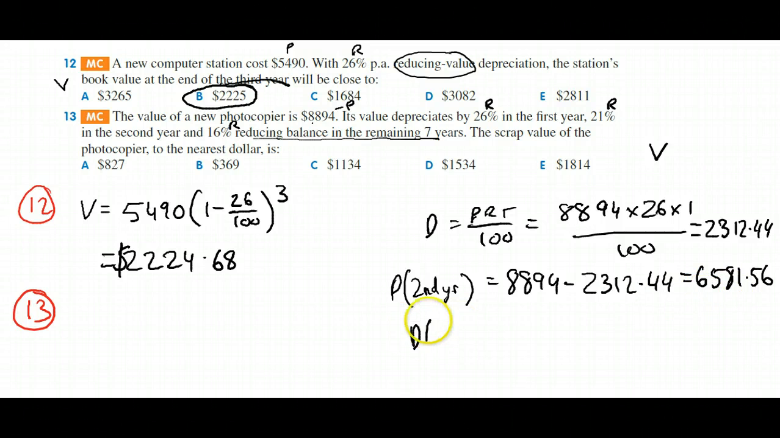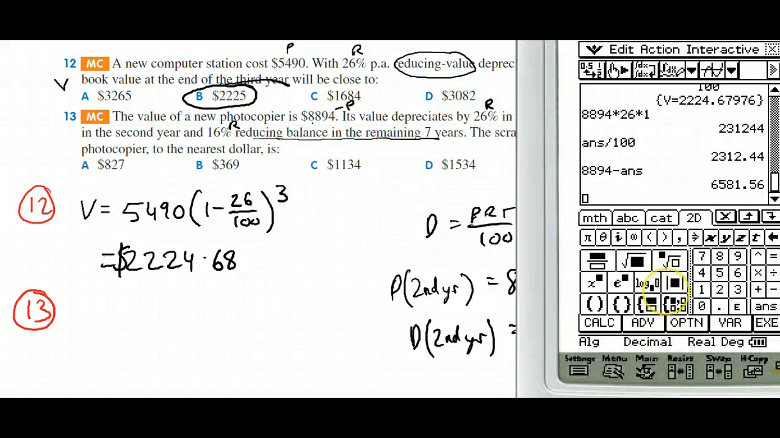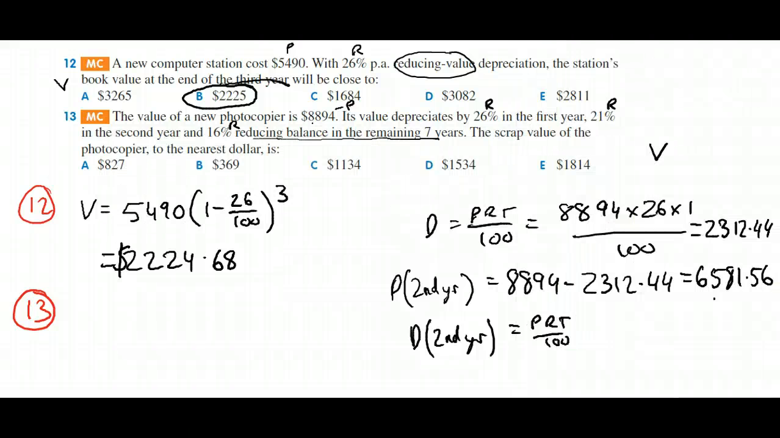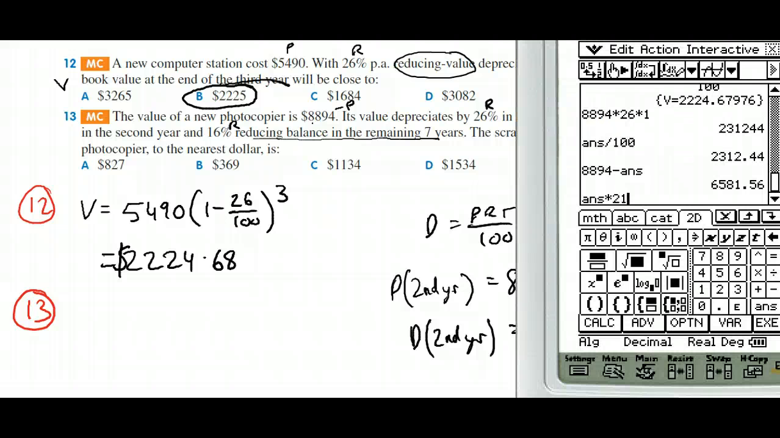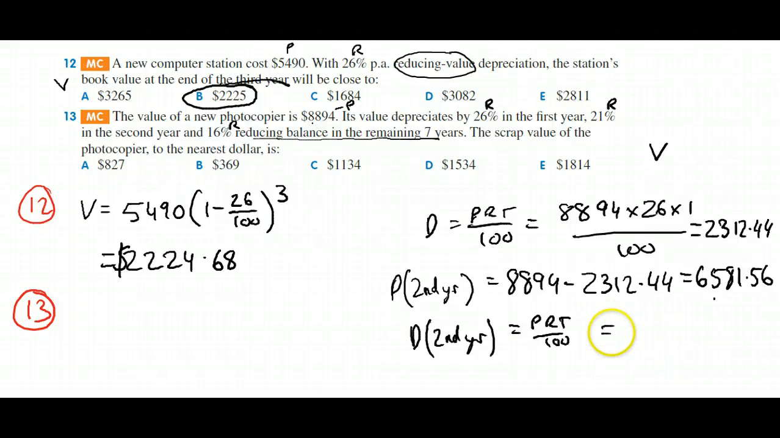And now when we work out depreciation in the second year, we're going to do PRT over 100. That's going to be our P. So let's use the answer from the previous line, multiply it by the second year rate, which is 21%, and again it's 1 year, and then divide all that by 100, and this is the depreciation in the second year, 1382.13. So that's our depreciation in the second year.